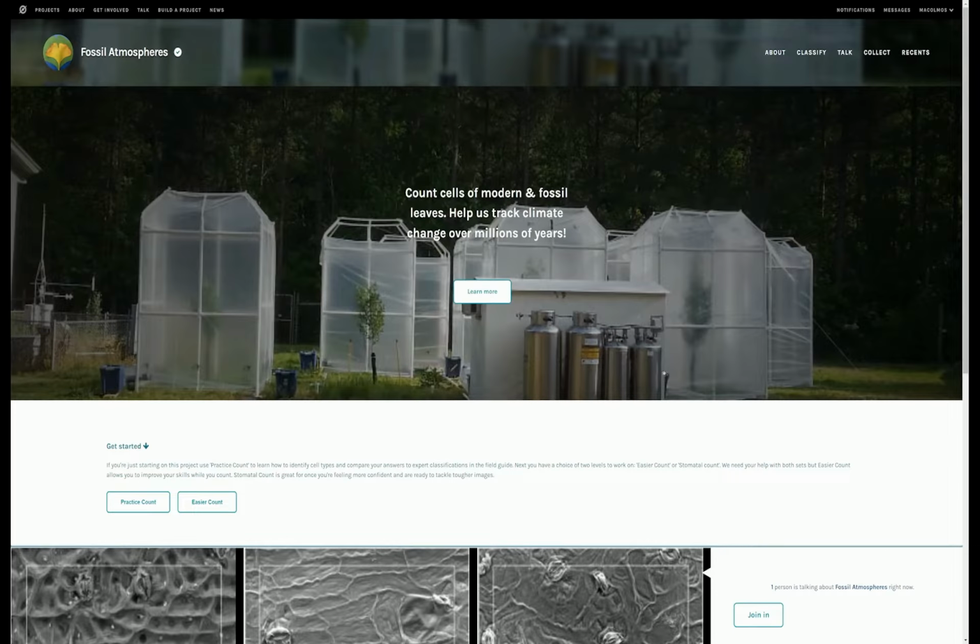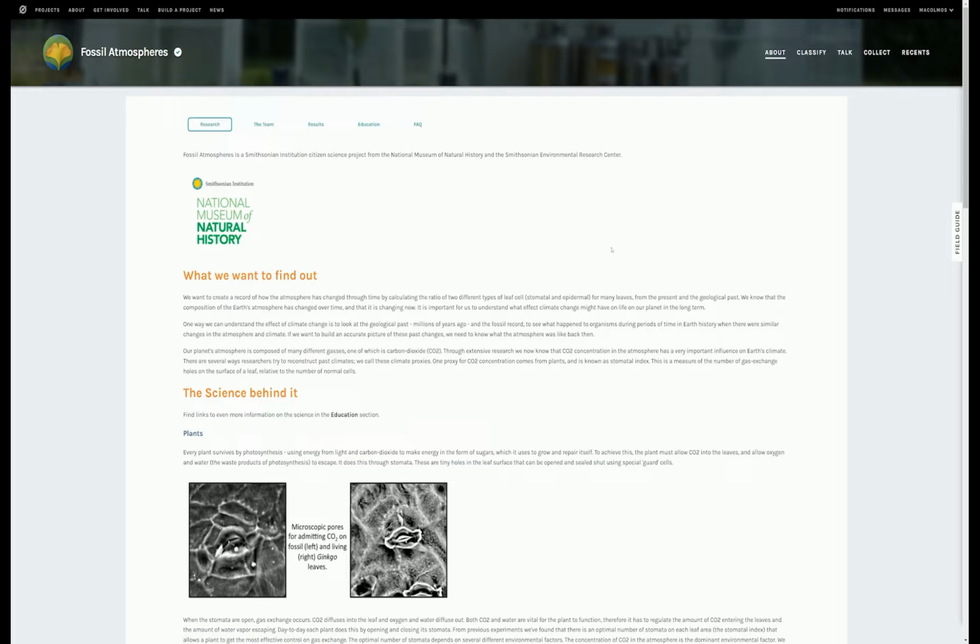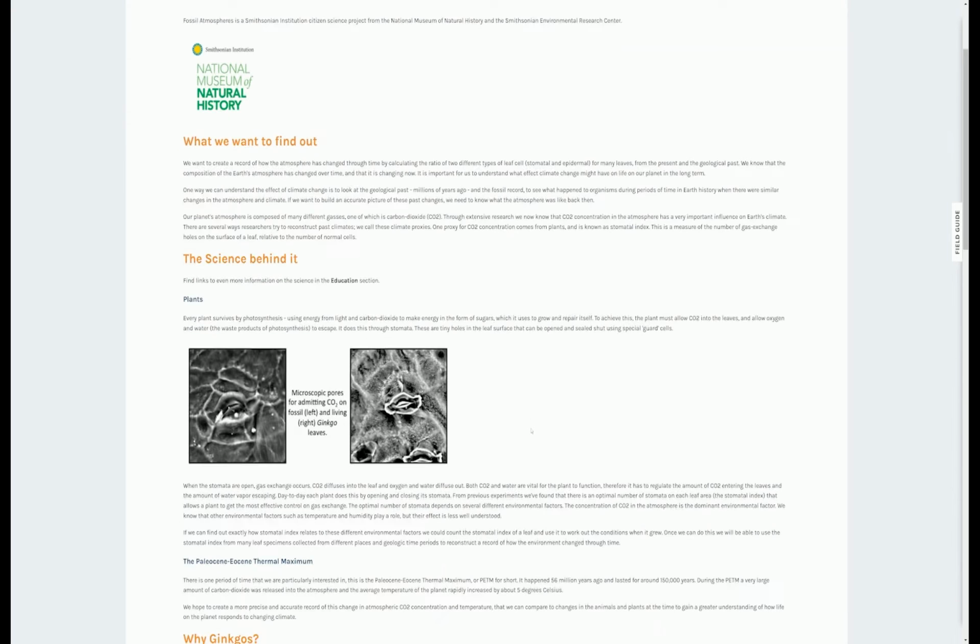Hello, my name is Macario Olmos, and my group was assigned the Fossil Atmosphere Zooniverse project. The purpose of our project is to look at microscopic images of ginkgo leaves taken from many points in time and identify two different types of leaf cells within them, the stomatal and the epidermal.